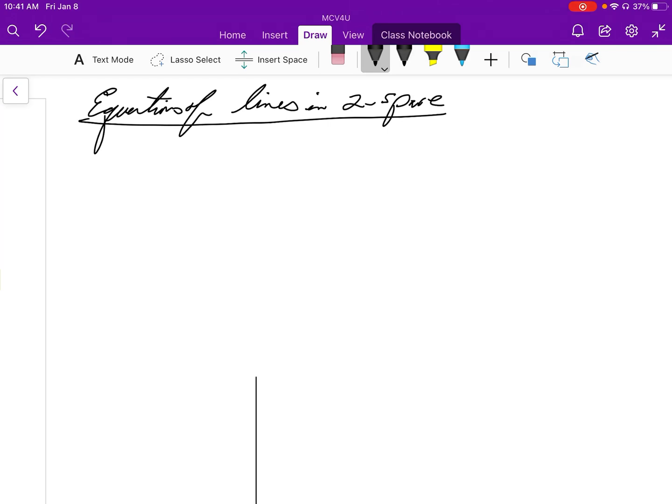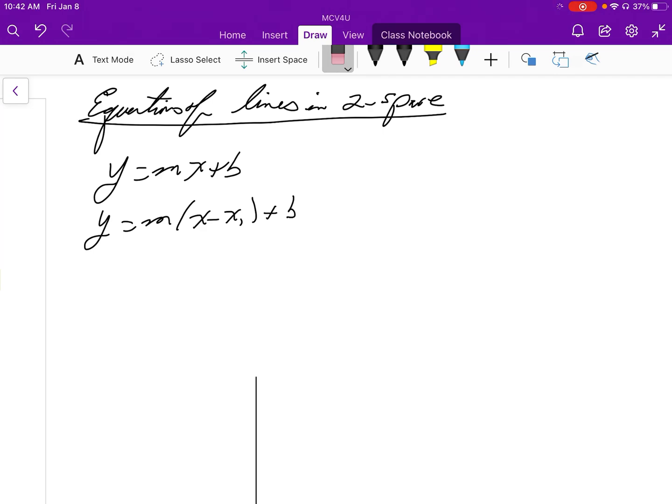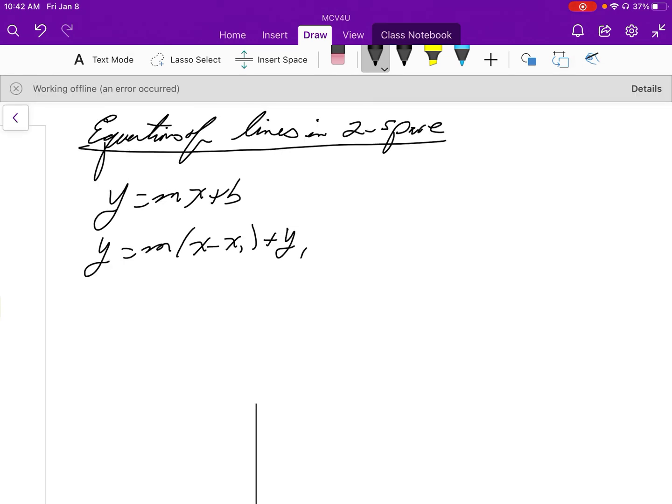So what we're going to start with is the equation of lines in two space. All right. So we know from way back in grade 9, we had y equals mx plus b, the slope y-intercept form. We've had the slope point form, and we've also had standard form, ax plus by plus c equals 0.